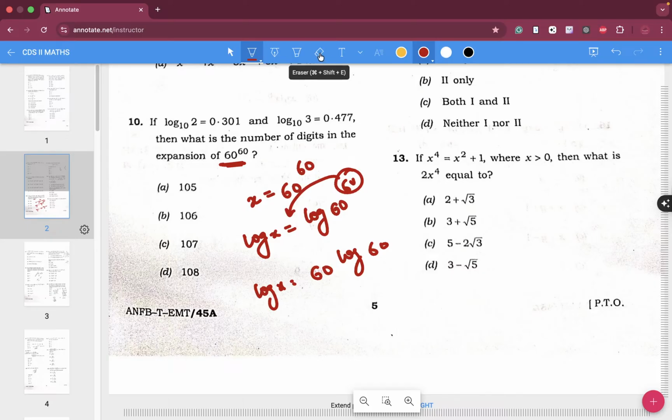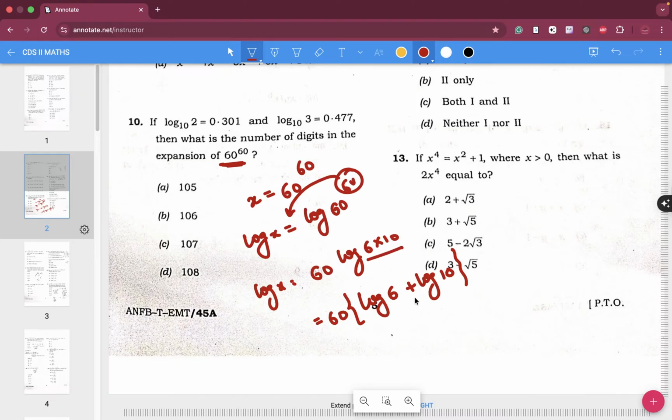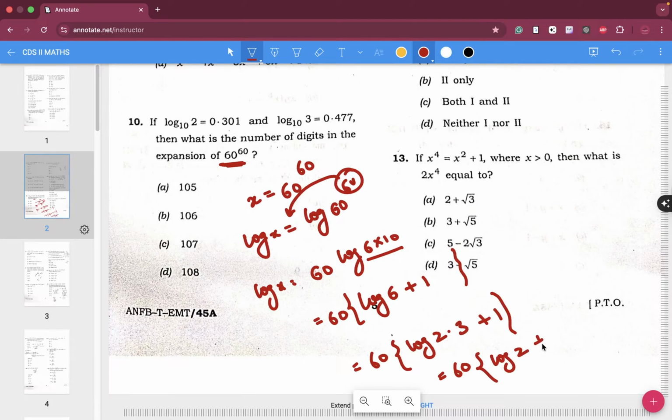Now log 60, I can also write as log of 6 into 10, isn't it? Or otherwise I can write 60 into log 6 plus log 10. Can I write something like that? Because log of a into b is simply equal to log a plus log b. And everyone knows log 10 value is 1. Similarly, 60 into log 6 we can write as log 2 into 3, as log 2 plus log 3, plus 1.